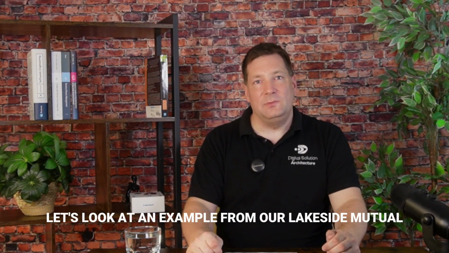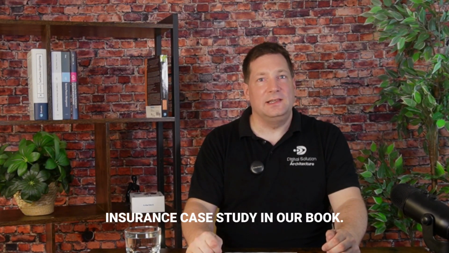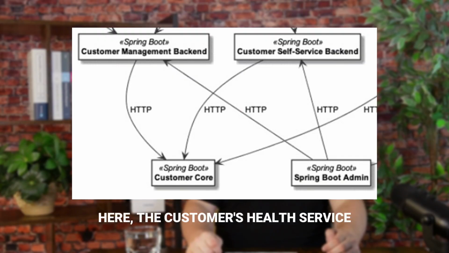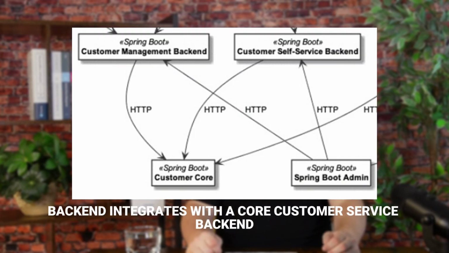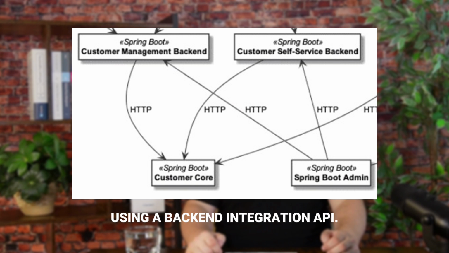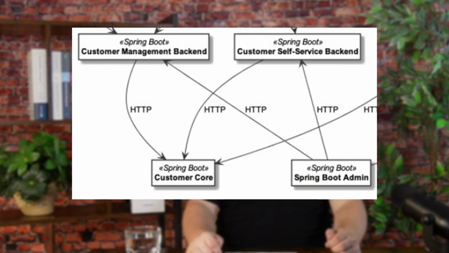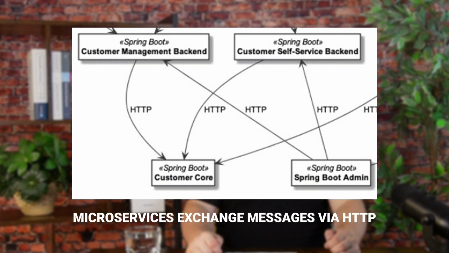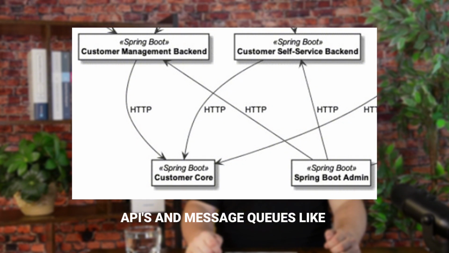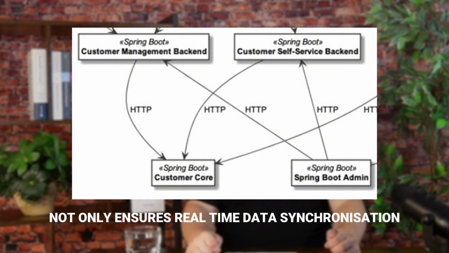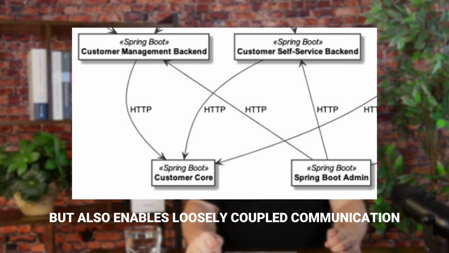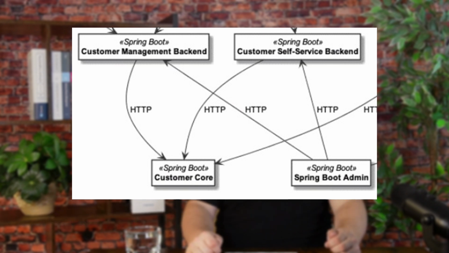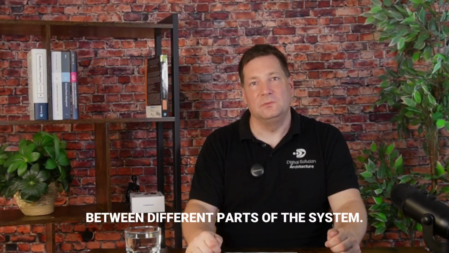Let's look at an example from our Lakeside Mutual insurance case study in our book. Here, the customer self-service backend integrates with the core customer service backend using a backend integration API. Microservices exchange messages via HTTP APIs and message queues like ActiveMQ. This setup not only ensures real-time data synchronization, but also enables loosely coupled communication between different parts of the system.